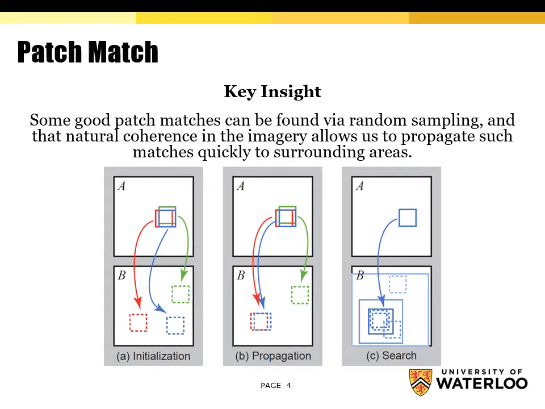So these three steps are repeated multiple times and in many iterations, and mostly around the end of the fifth or sixth iteration we find a good enough match for every region in the image.